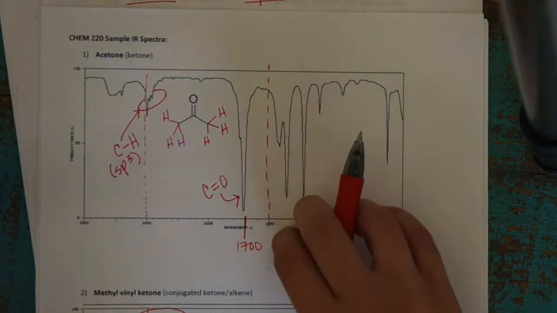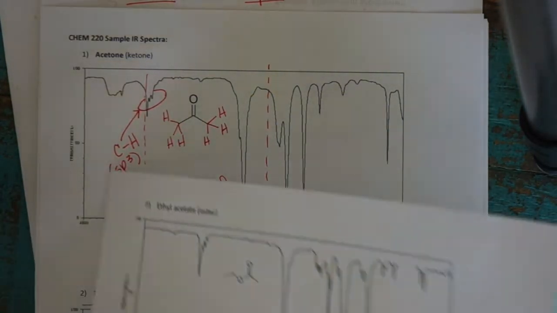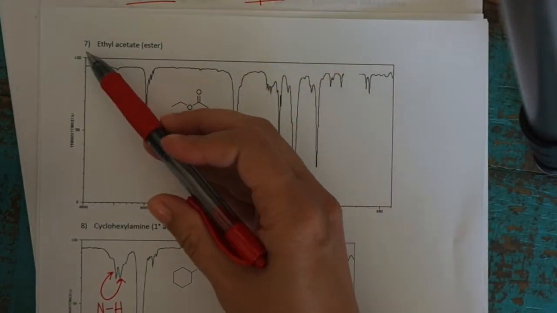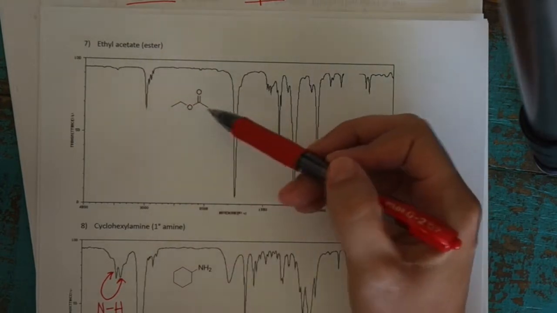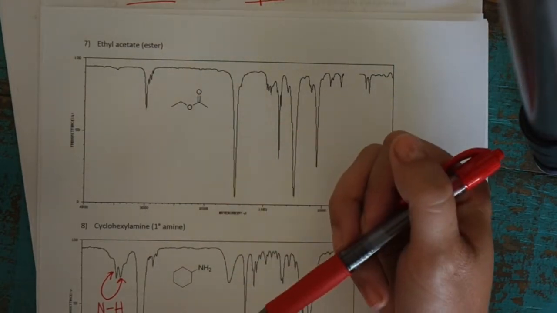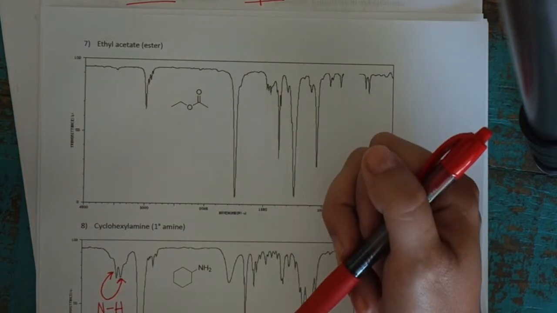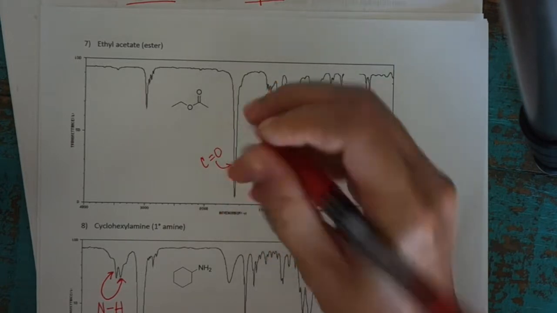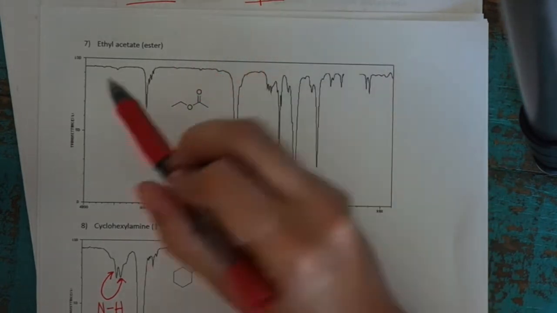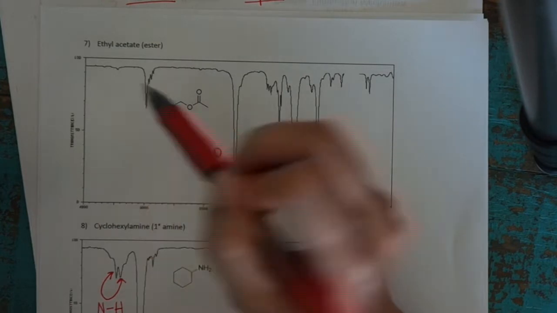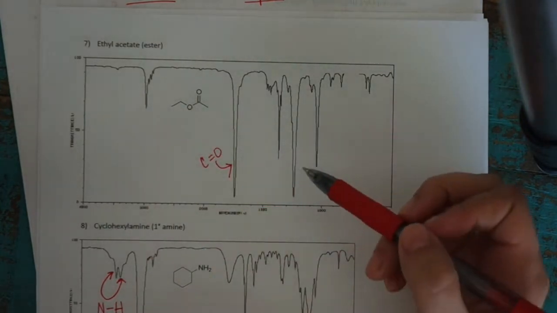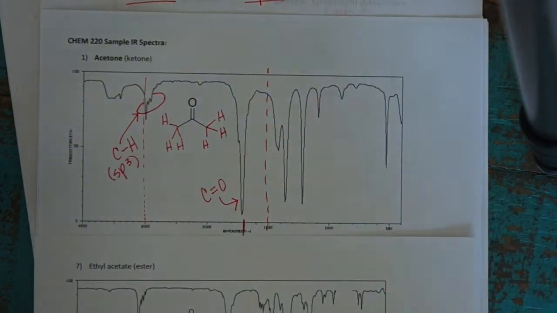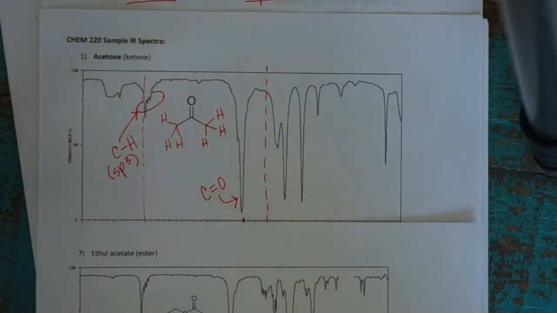I'm going to use another sample spectrum to compare to an ester. On page 4 of your handout, sample spectrum number 7 is ethyl acetate. The spectrum is very similar to acetone because it's a very simple ester. What you can see here is we definitely have our carbonyl. Again, we don't have the aldehyde CH, and we don't have a dip for the carboxylic acid OH. So it's going to be very similar to the acetone spectrum. But what you will notice is that for these ones, often you have to dive into the fingerprint region.